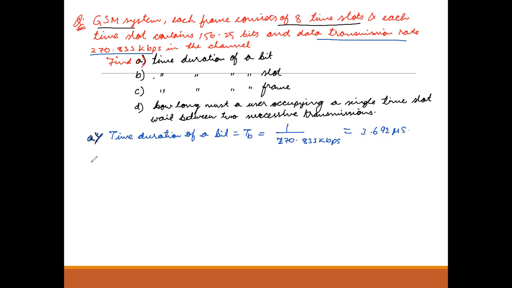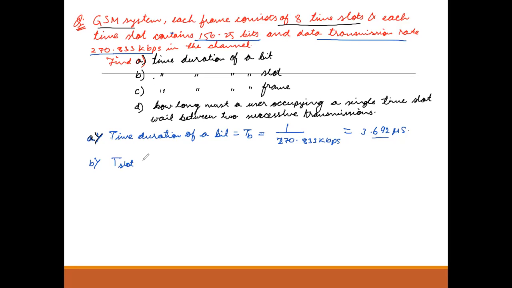The next part, that is the B part, we have to find out the time duration of a slot. So as you can see here, that each time slot contains 156 bits. Okay, so as you can see that एक time slot में इतने number of bits हैं, और एक bit का जो duration है वो इतना है, तो एक slot का duration हम लोग आसानी से निकाल सकते हैं.